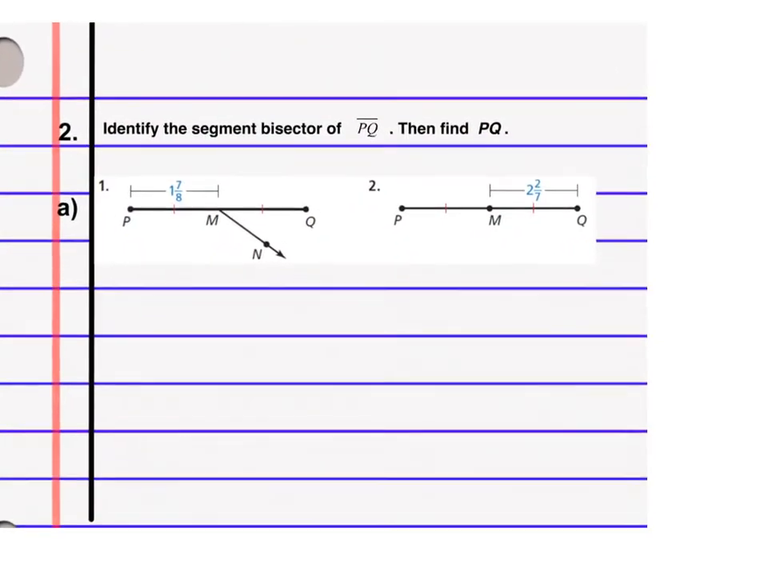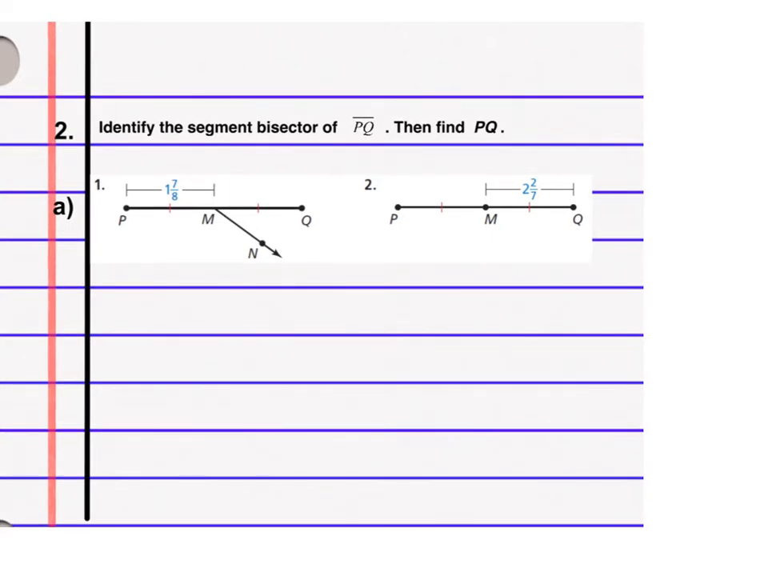All right, number 2, identify the segment bisector of line segment PQ, then find the length of PQ. So this will be part A. We'll change this to part B. So make sure you're drawing these examples. Pause the video if you need more time. So the bisector, the segment bisector, I'll start with that, of PQ is line N. So line N is the segment bisector, this line right here.